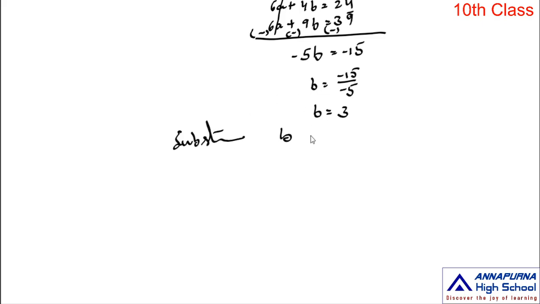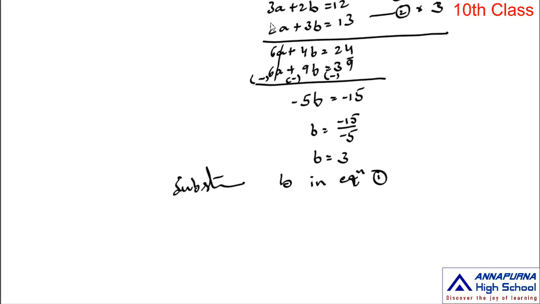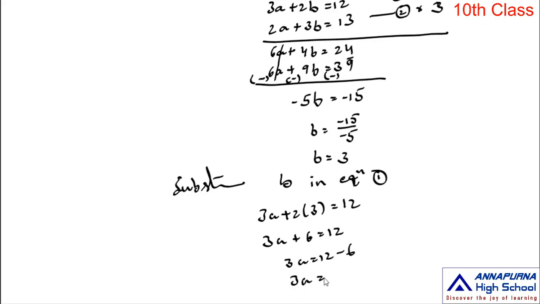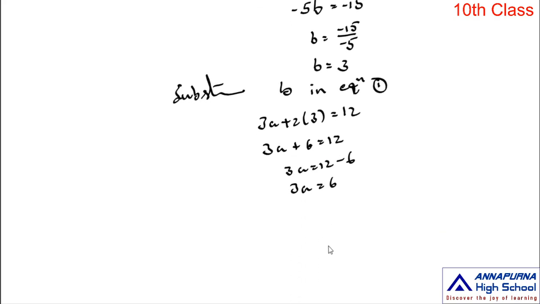Substituting b in equation 1. The first equation is 3a plus 2b is equal to 12. So 3a plus 2 into 3 is equal to 12. 3a plus 6 is equal to 12. 3a is equal to 12 minus 6. So 3a is equal to 6. So a is equal to 6 by 3. So a is equal to 2.